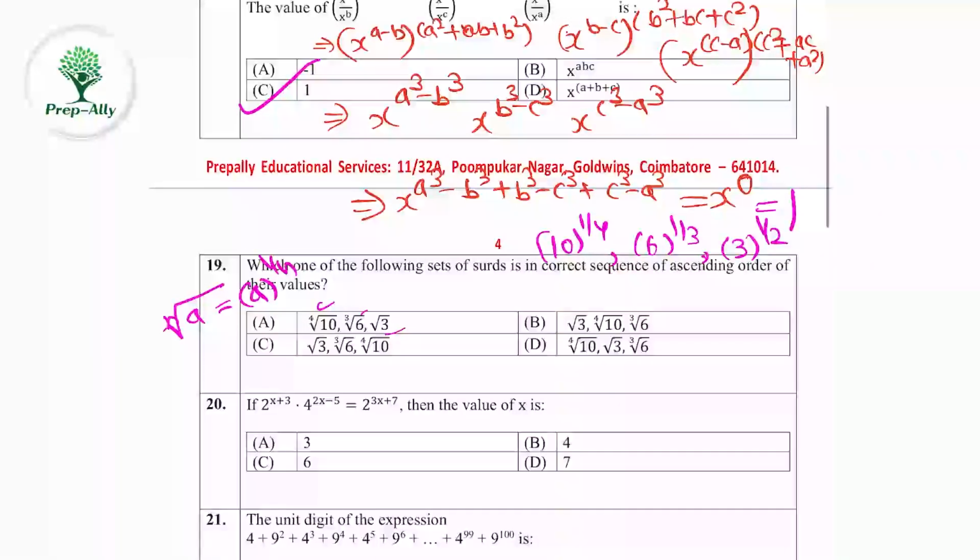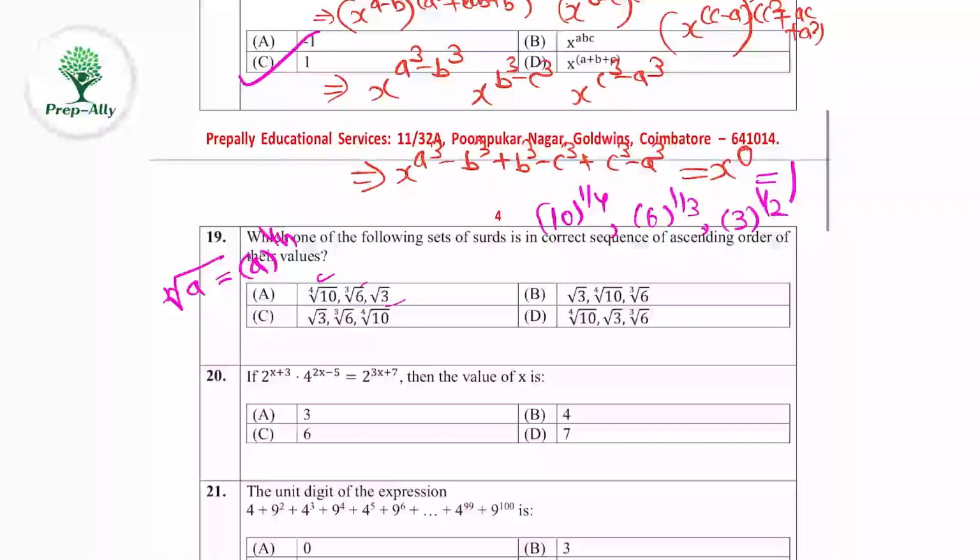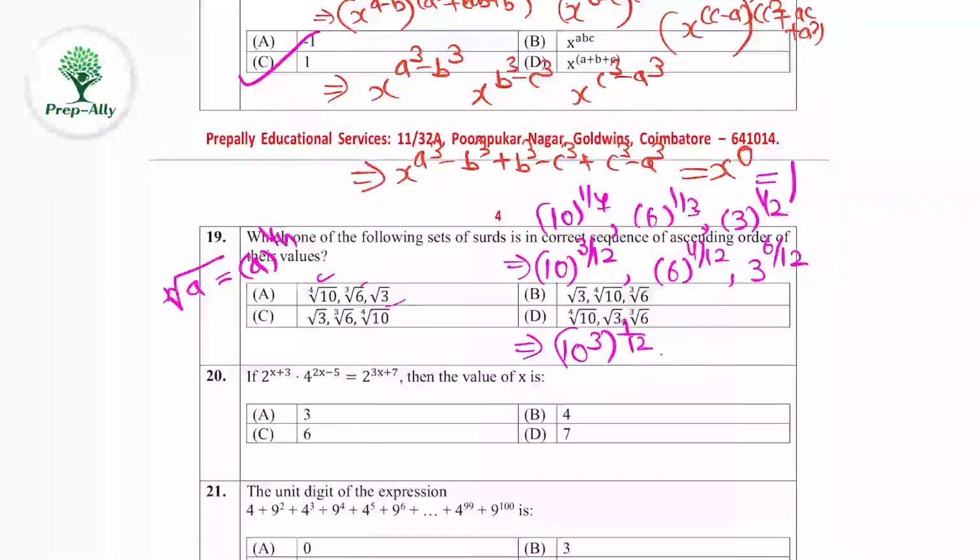Now we have to simplify this. Here I want to make the base the same, so I can write 10 raised to the power 3 by 12, 6 raised to the power 4 by 12, and 3 raised to the power 6 by 12. Again, this is 10 raised to power 3 raised to power 1 by 12, 6 raised to power 4 raised to power 1 by 12, and 3 raised to power 6 raised to power 1 by 12. I am raising the power 1 by 12 here to find the same root.